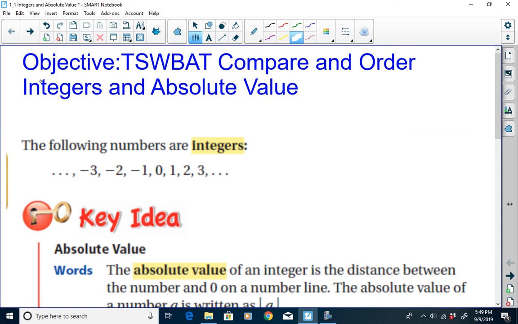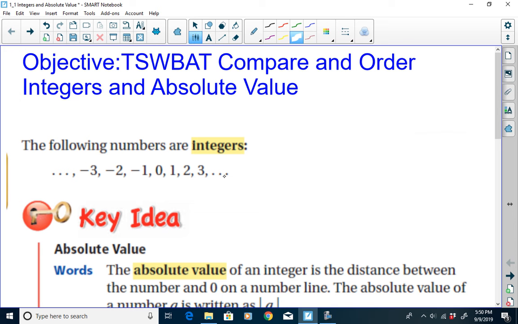The lesson today is to be able to compare and order integers and absolute value. The following numbers are integers: -3, -2, -1, 0, 1, 2, and 3. Integers are the set of whole numbers. Whole numbers are 0, 1, 2, 3, and so on. Your whole numbers are 0 and all of the positive numbers to the right of 0.